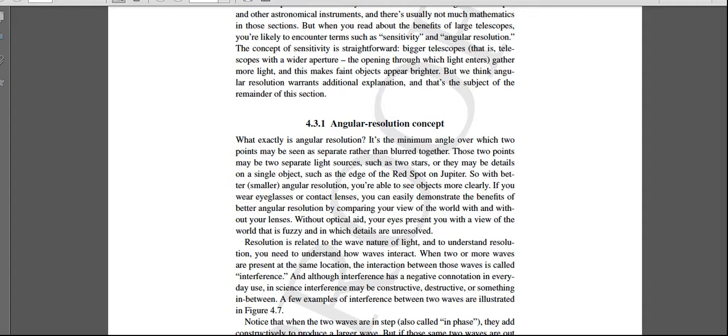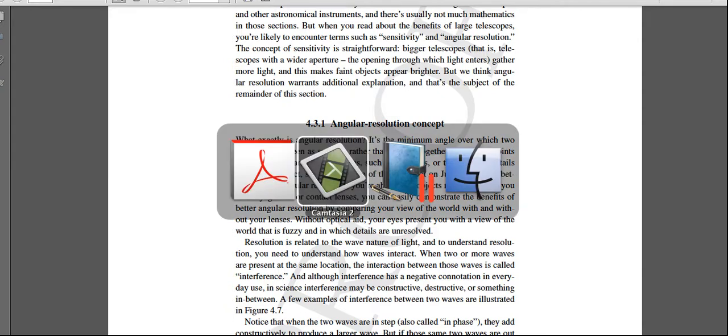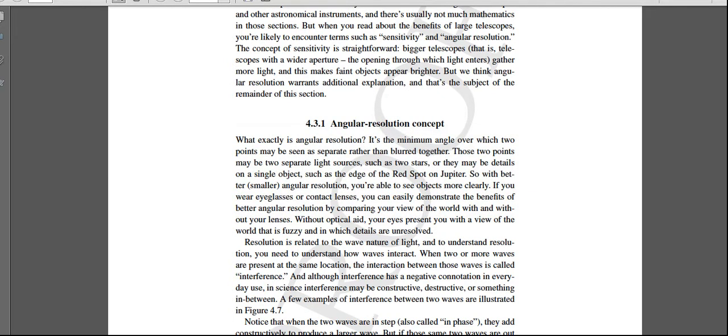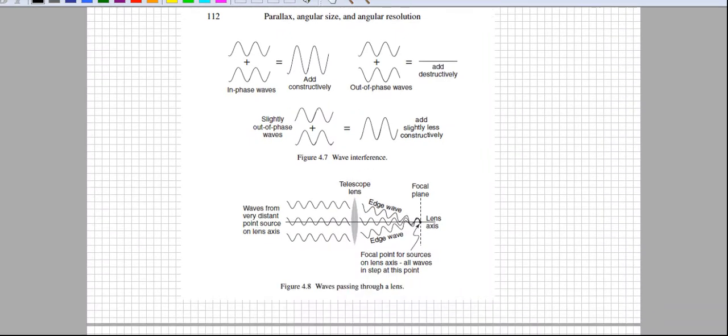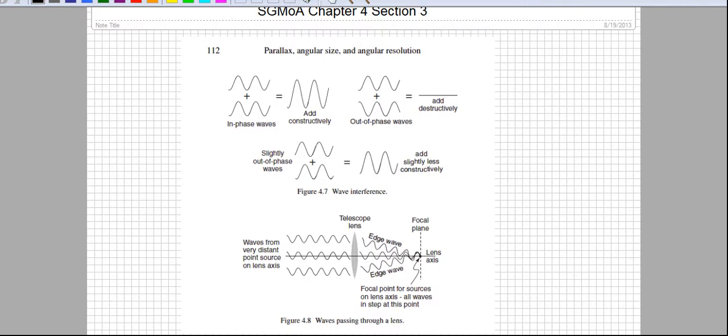To understand where angular resolution comes from, you have to think a little bit about waves and how waves add together. You can see a little bit about that on page 112 in figure 4.8. In this figure, we've shown in the upper left a couple of waves that arrive at the same place at the same time, and notice these two waves are in step. That is, this one is reaching a peak at the same place and time that this one is reaching a peak. They are lined up. That's referred to as being in phase. Likewise, when this one reaches its valley, this one reaches its valley.